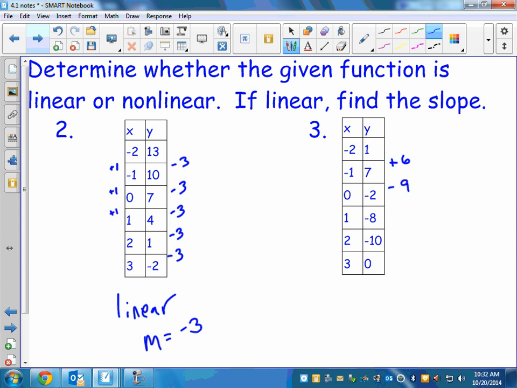If you find two that are not the same change, is that linear? Not linear. Or they're saying non-linear. If it's not linear, can I find the slope of it? No. Good with that? Again, not something earth-shattering, but maybe looking at linear functions a different way than you did in Algebra 1.